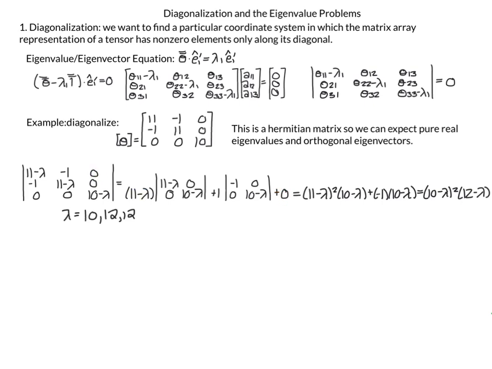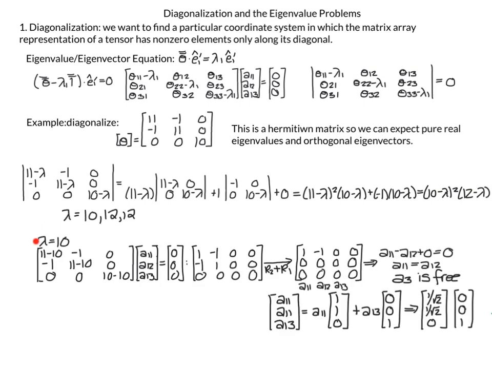So I have 11 minus lambda times the determinant of what's inside. I cross multiply and I get 11 minus lambda times 10 minus lambda minus 0. So I have 11 minus lambda squared times 10 minus lambda. And here I have 1 times minus 1 times 10 minus lambda minus 0. So this is equivalent to 10 minus lambda squared, 12 minus lambda. So my eigenvalues are 10, 12, and 12. These two are repeated, but that's not a problem, and you'll see why.